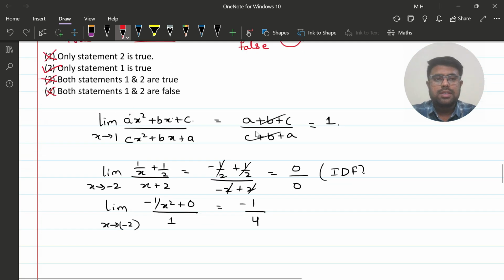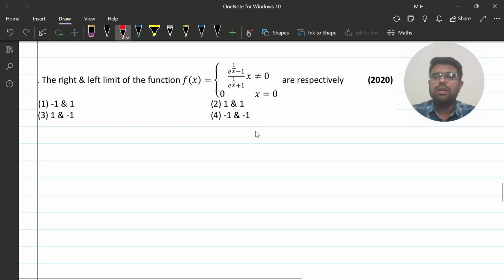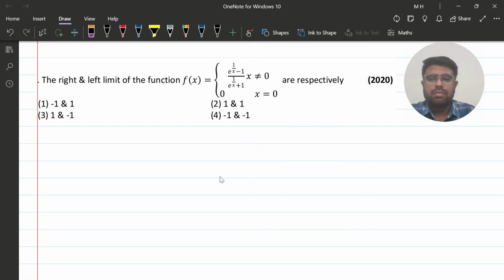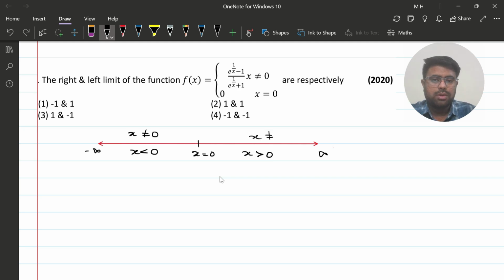The next question says, the right and left hand limit of the function f of x equal to so and so are respectively. Okay, so what do you mean by left and right hand limits? Look, what the function says is, let us say this is x equal to 0, minus infinity, plus infinity. Here x is less than 0 and here x is greater than 0. So when I say x is less than 0, of course x is not equal to 0. Here also x is not equal to 0, right?